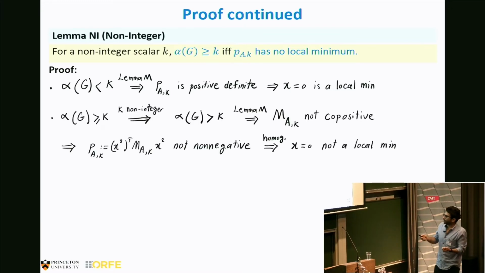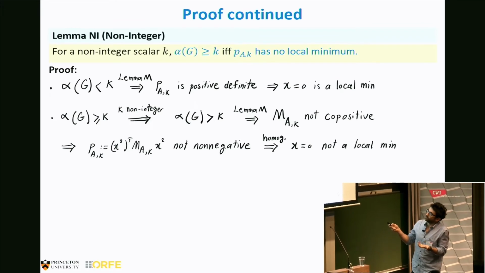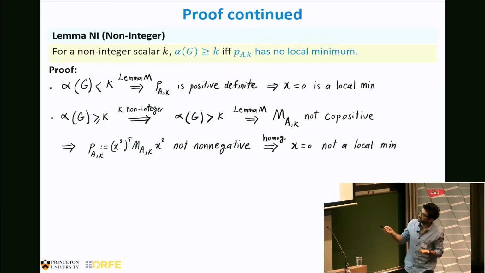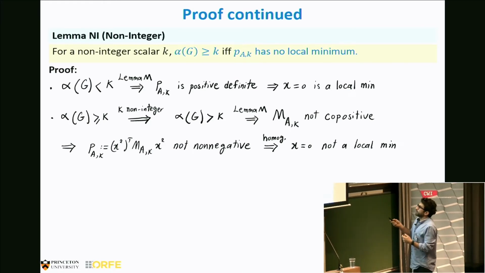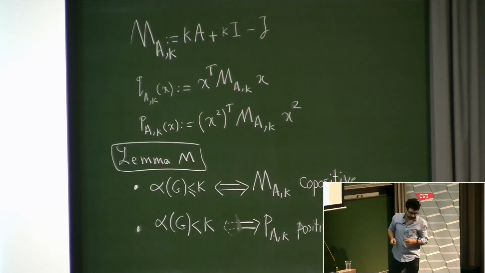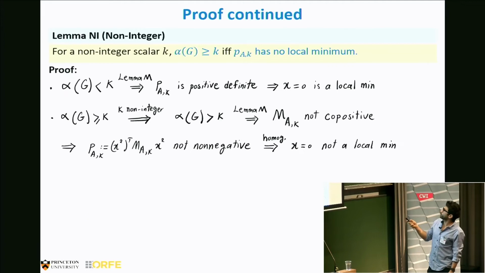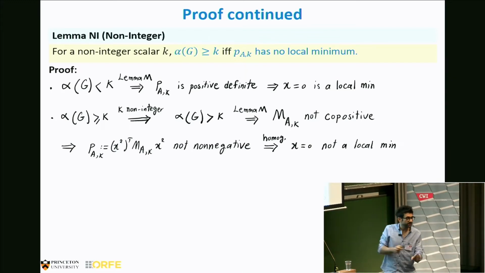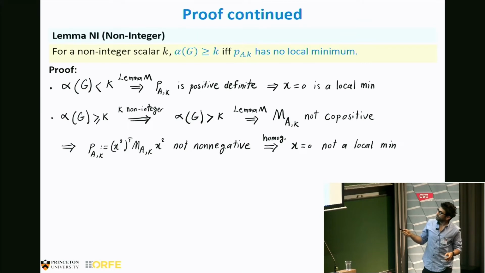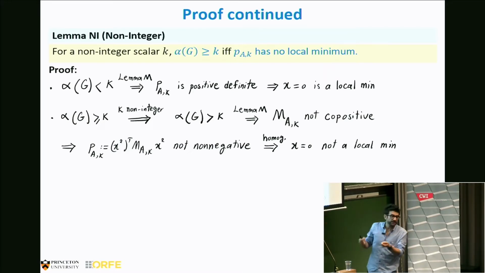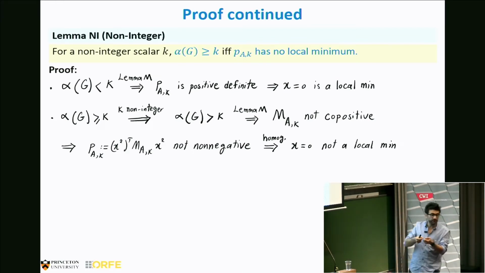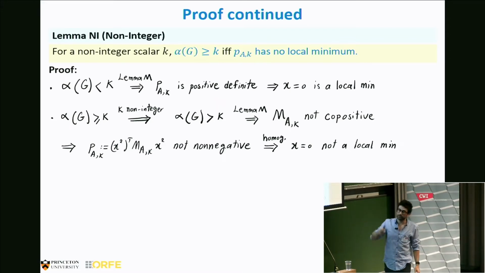Okay. Now what about the converse? So now if alpha is more than or equal to k, then because k is non-integer, I can say alpha is in fact strictly more than k, because alpha is an integer and k is not. Okay. Then I use lemma M again, the first case, and I can conclude that this matrix MAK is not copositive, right? Which is the same as saying this quartic form is not non-negative. So sorry for all the negations. Which means that 0 is not a local min, right? Because if this quartic form is not non-negative, that means at some point in space it goes negative. And again, I can connect it to the origin. On the entire line, you will be negative. Arbitrarily close to the origin, you will be negative. So 0 cannot be a local min.